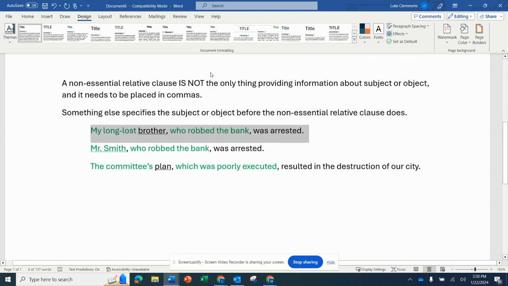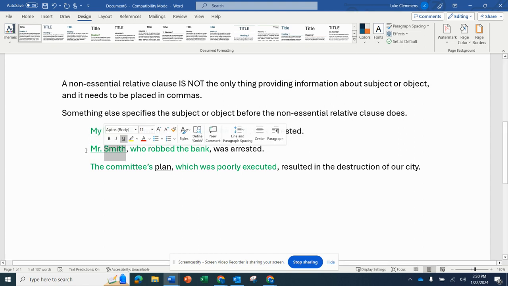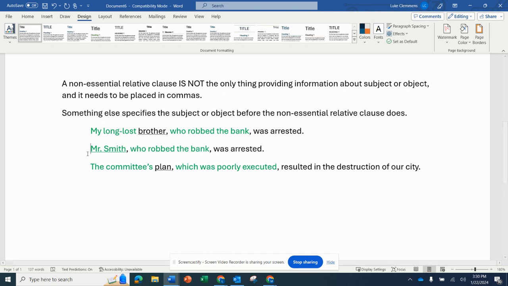All right, so that's what a non essential relative clause is. Okay, it's a clause where the relative clause is not the only thing providing information about a subject or an object, and it needs to be placed in commas. Something else specifies the subject or object before the non-essential relative clause does. Okay, now this is also true if we use people's names. So instead of saying the man or brother, if I just name him and say Mr. Smith and I use the proper noun, you really can't get more specific than that. Okay, so our subject is definitely specified now, and the who robbed the bank is going to be a non-essential relative clause. So we put it in commas.